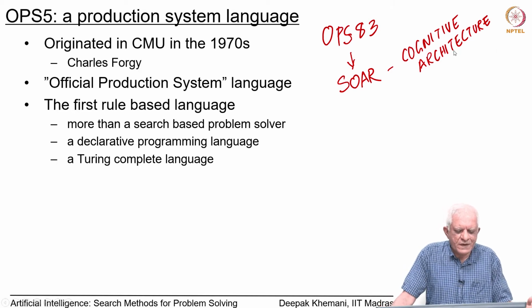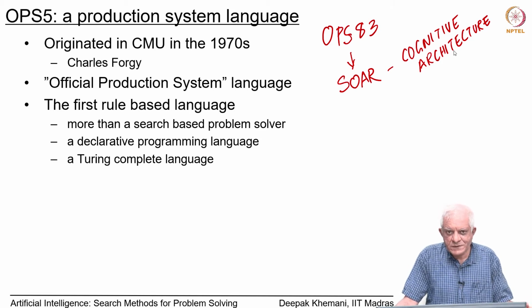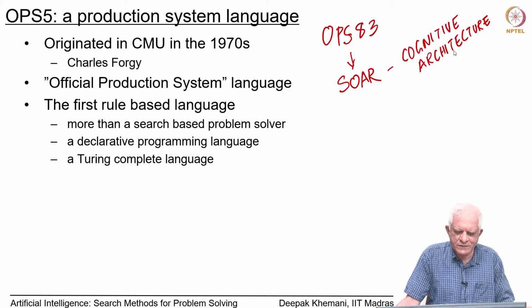So, OPS5 was the first rule based language that was devised, the first forward chaining rule based language I should say. We will see that the backward chaining languages like Prolog, which some of you must be familiar with, were devised independently of this in a different part of the world, mostly in UK and France.